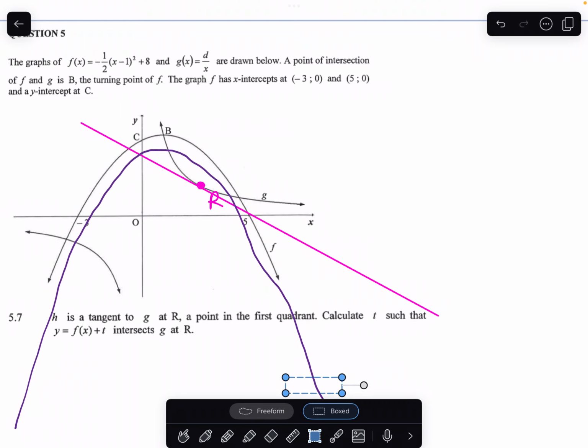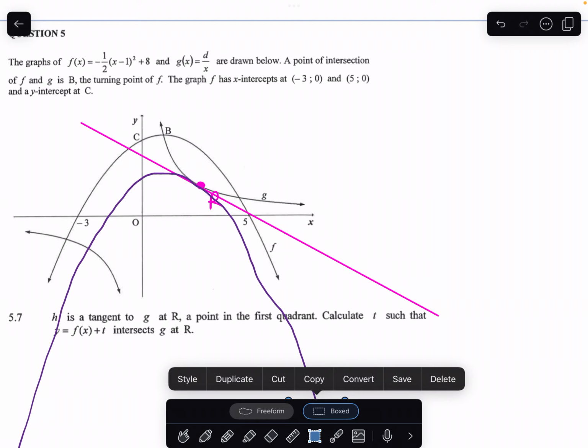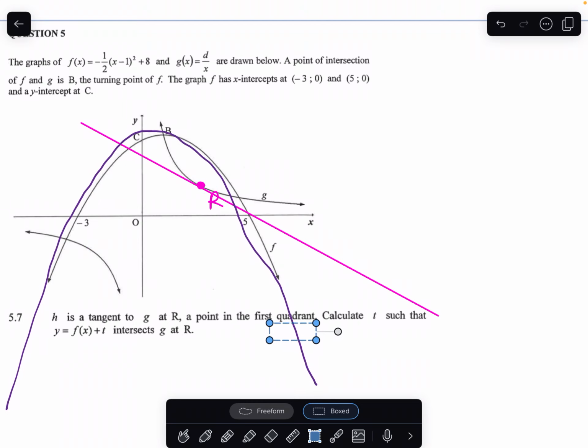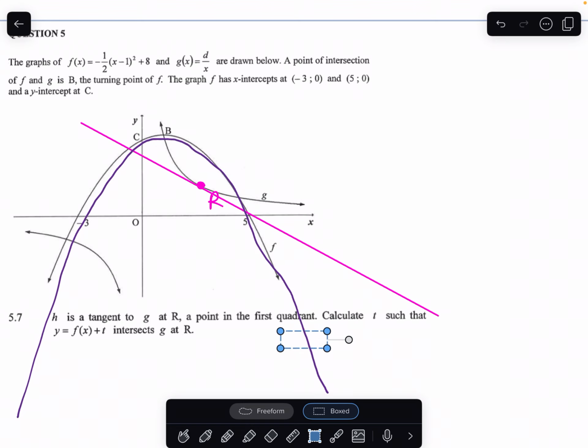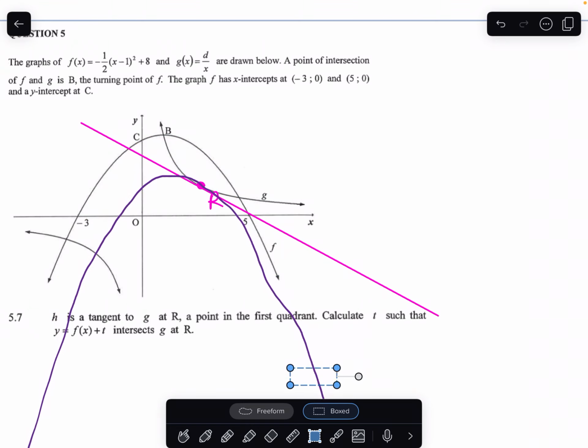Right, so we want to move it down by a certain number of units so that it intersects with the hyperbola at the point R. Okay, so we're studying there, and then we're looking for the t such that it's going to intersect.